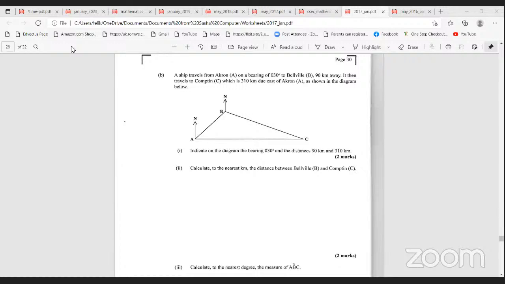And which rule would you use? Which rule would I use? Sine or cosine?